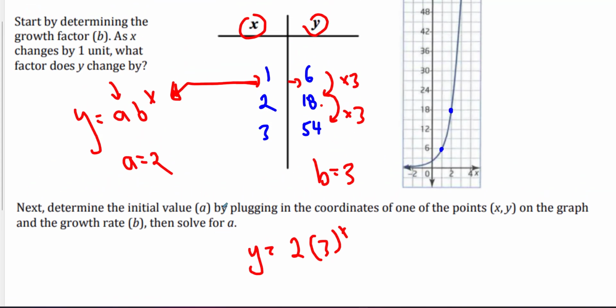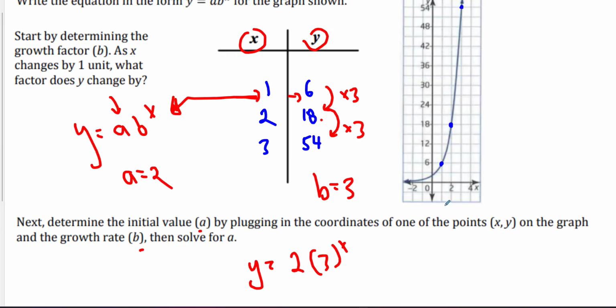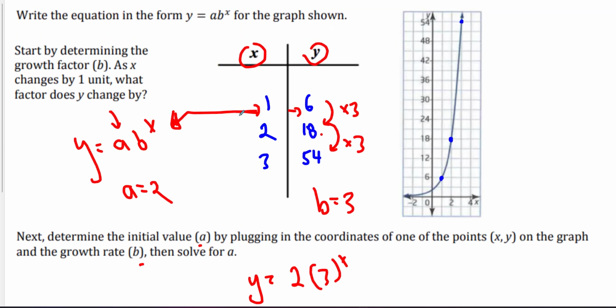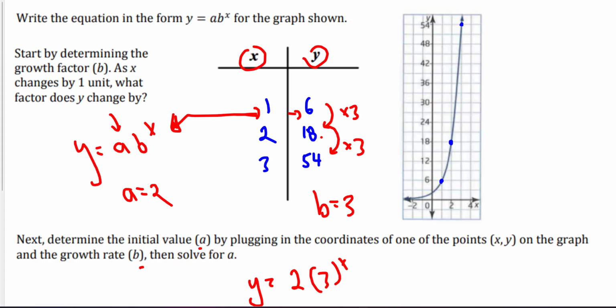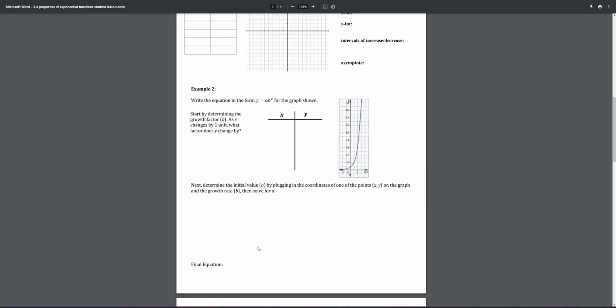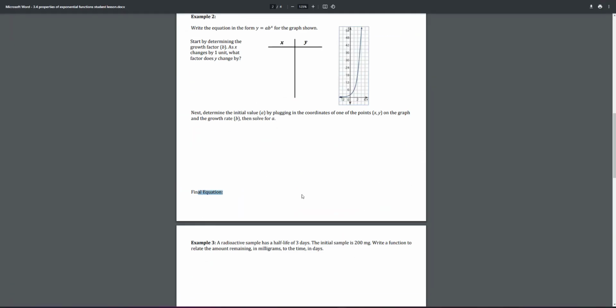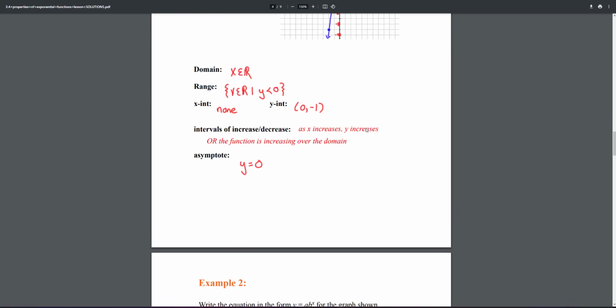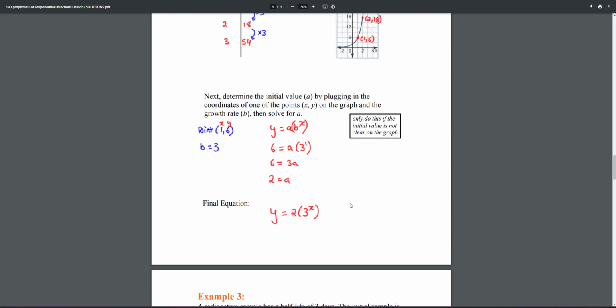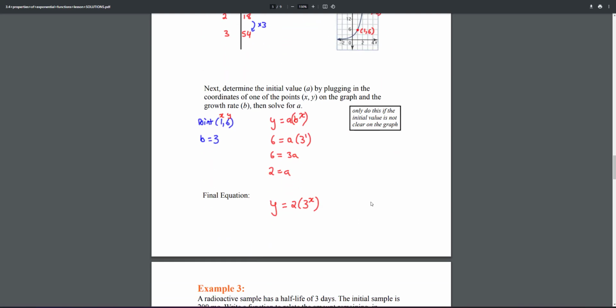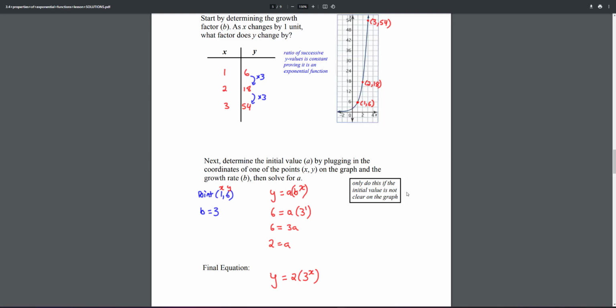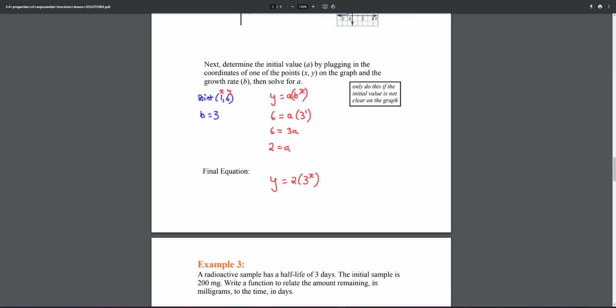So now we got a, we got b. What's the question asking? Oh, that's it. We're done. Final equation. Was that it? Did we finish it? Oh yeah, we're done. Okay, yeah, we're done. That was it. We got the equation. All right. Let's move on.